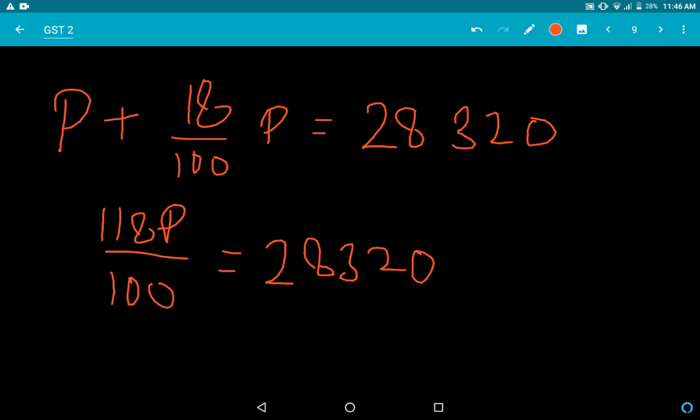So P will be nothing but, let me calculate, 28320 by 118 into 100. P is nothing but 24000. Understand? This is how you find the sum.